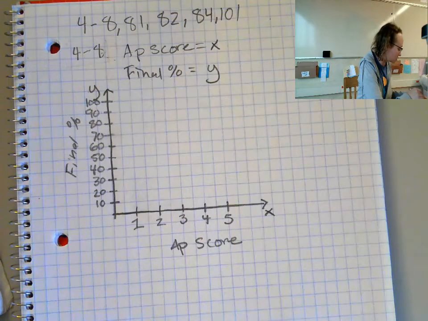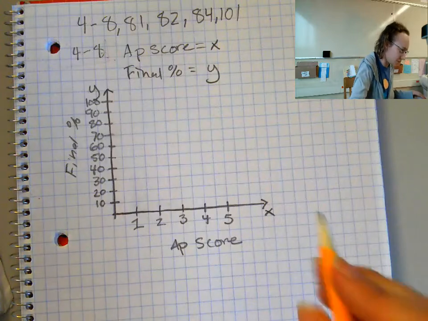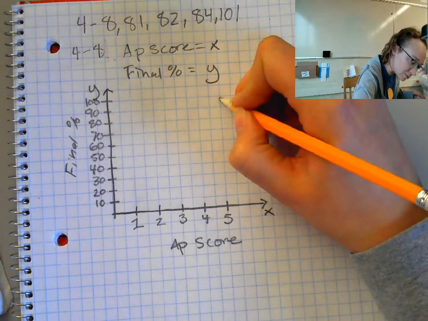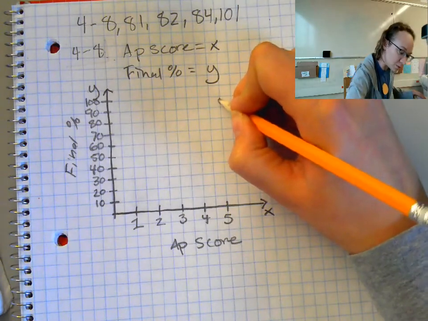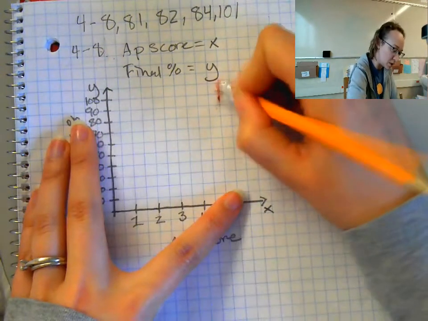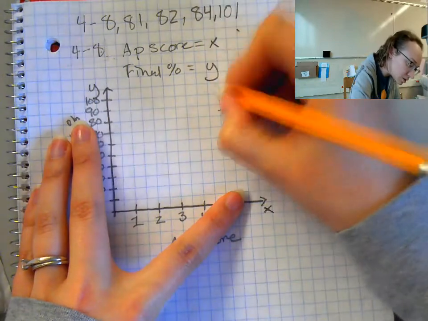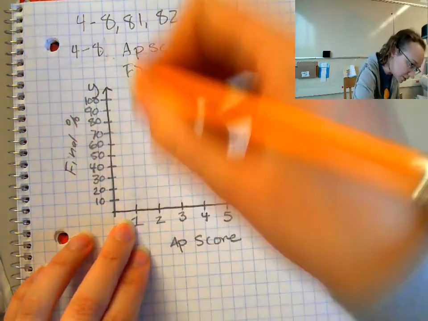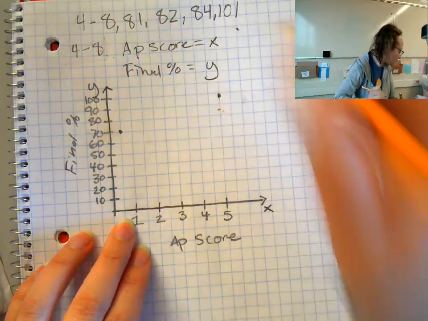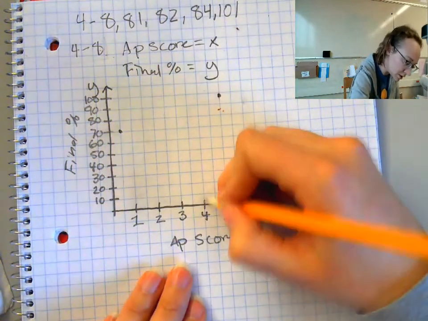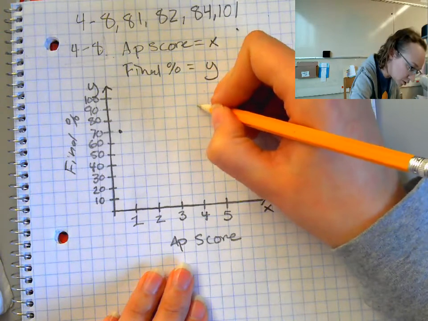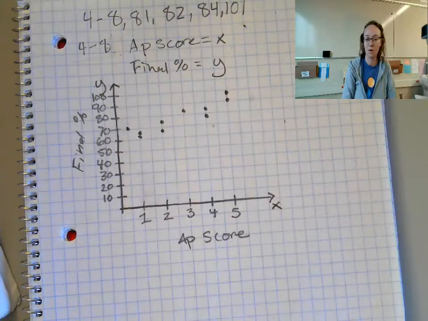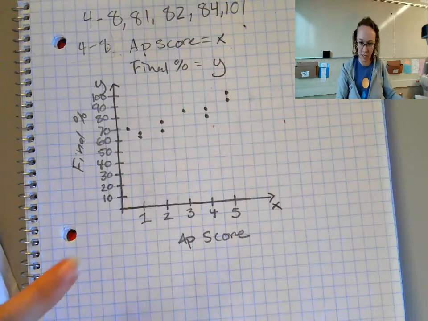So an AP score of 5 gave a final percent of 97. I can't see exactly where it is, but I'm just going to estimate a little more than halfway between 90 and 100. 1 is up at 70. 4 is at 84. Skip ahead for you guys. All right, so here's what my final scatter plot looks like.